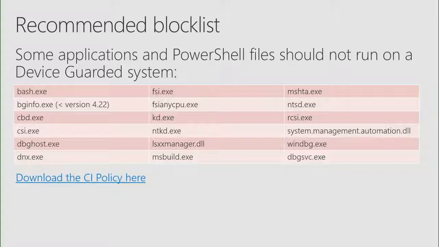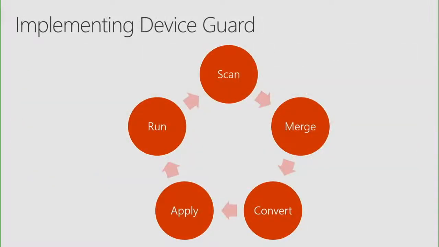So what Microsoft does on their website, they have a CI policy ready to copy that you can merge with the initial XML that you just created to create the device policy, the CI policy with all the programs in there that should run and the deny list of a few programs that should not run on your DeviceGuard protected system. So you did a scan, you merged it with the recommended programs.